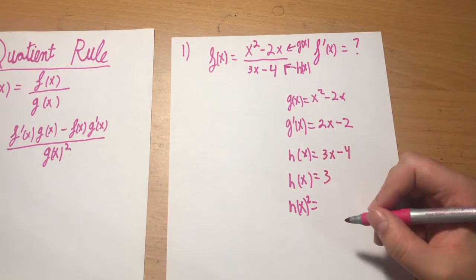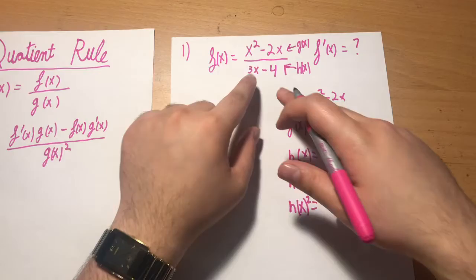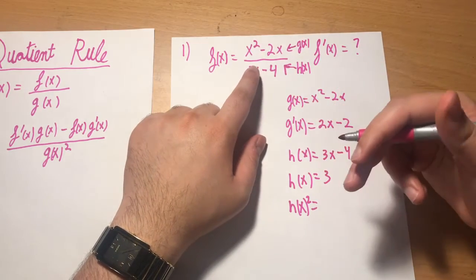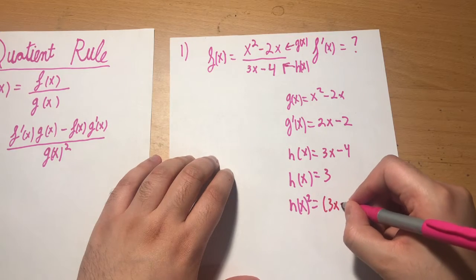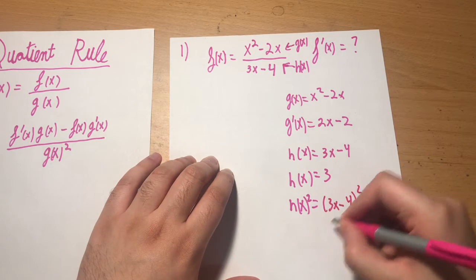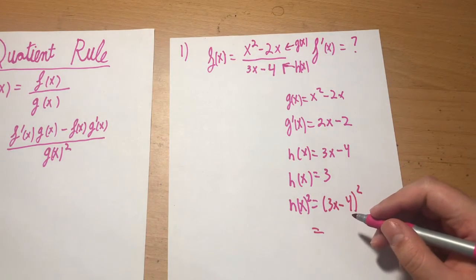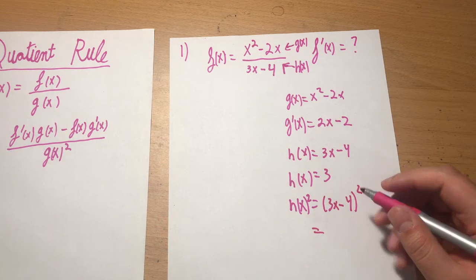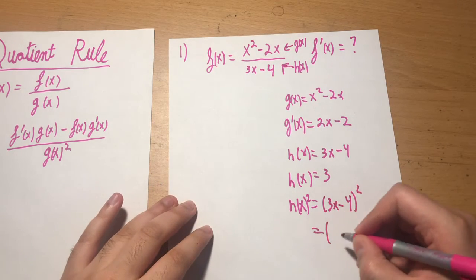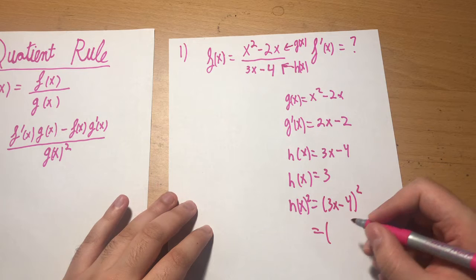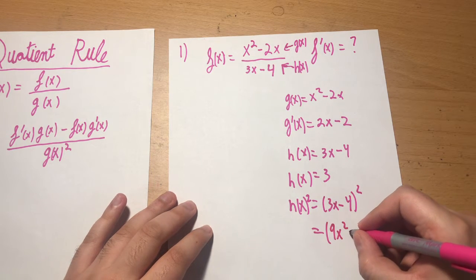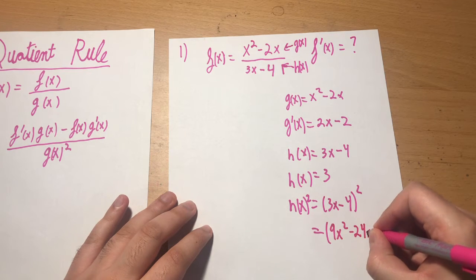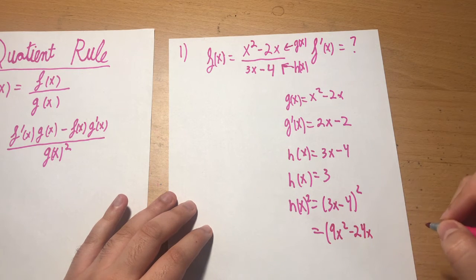And now for our denominator squared. So that's going to be 3x minus 4 squared. And you should be comfortable with opening up this parentheses at this point. It's fairly trivial. Once you open that up, you're going to get 9x squared minus 24x plus 16.